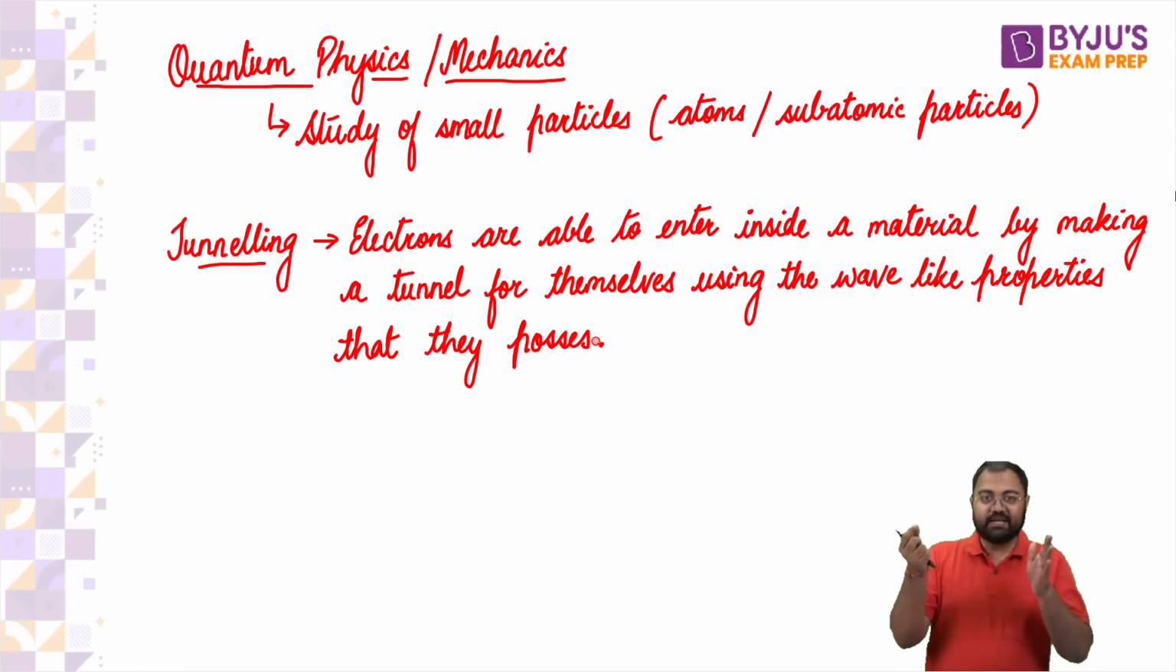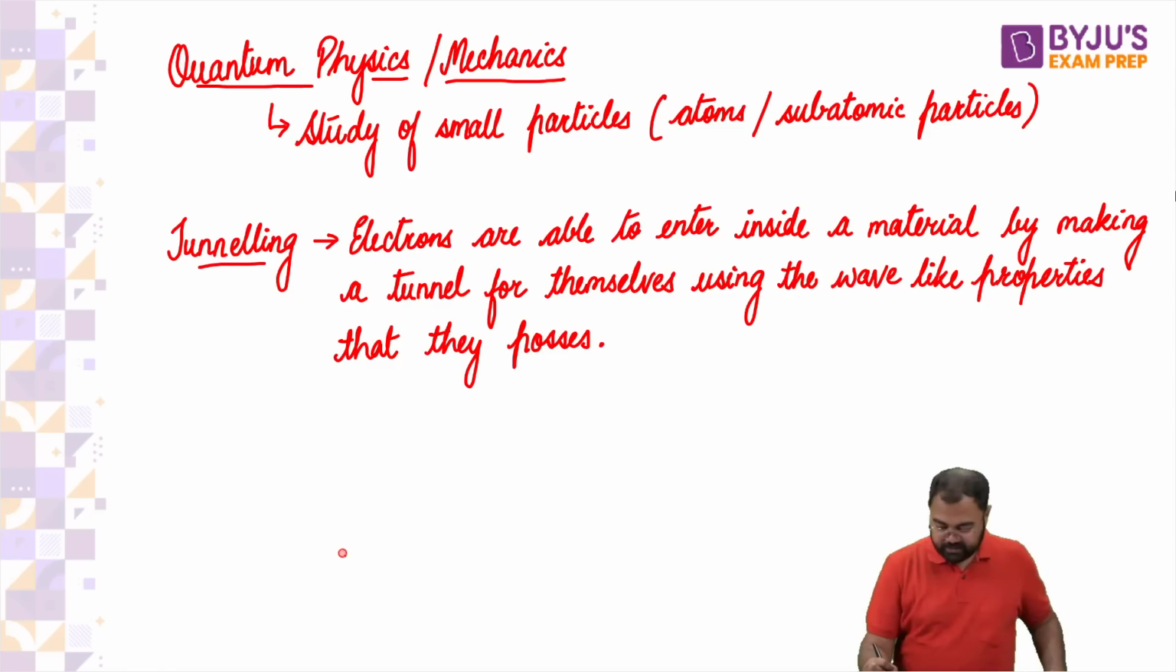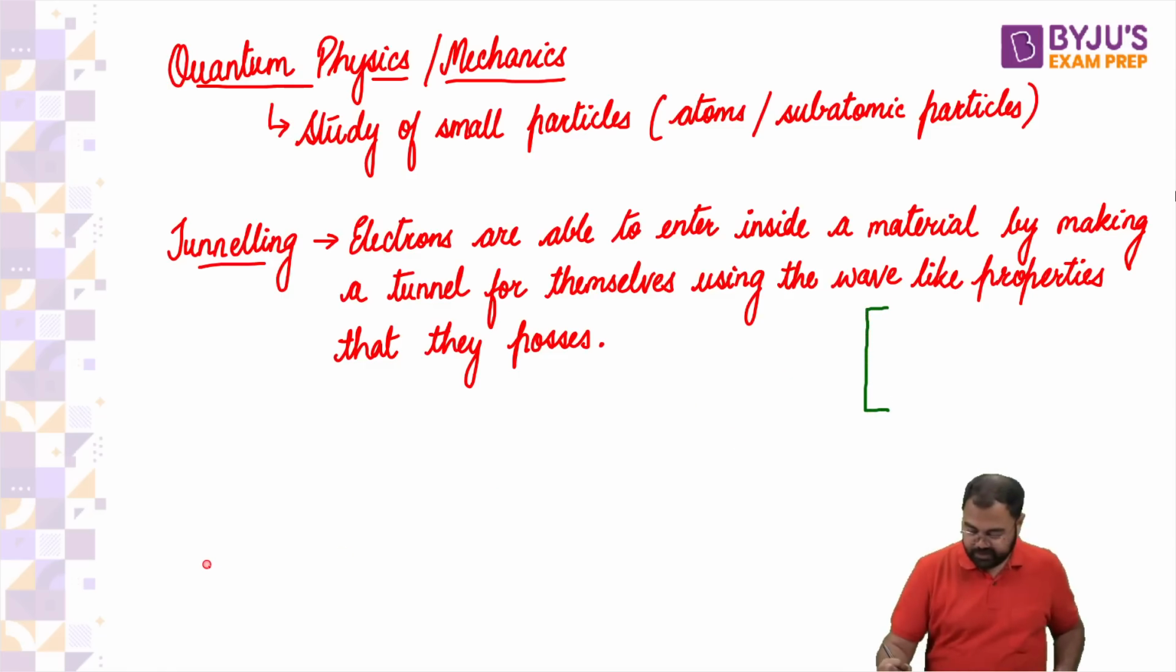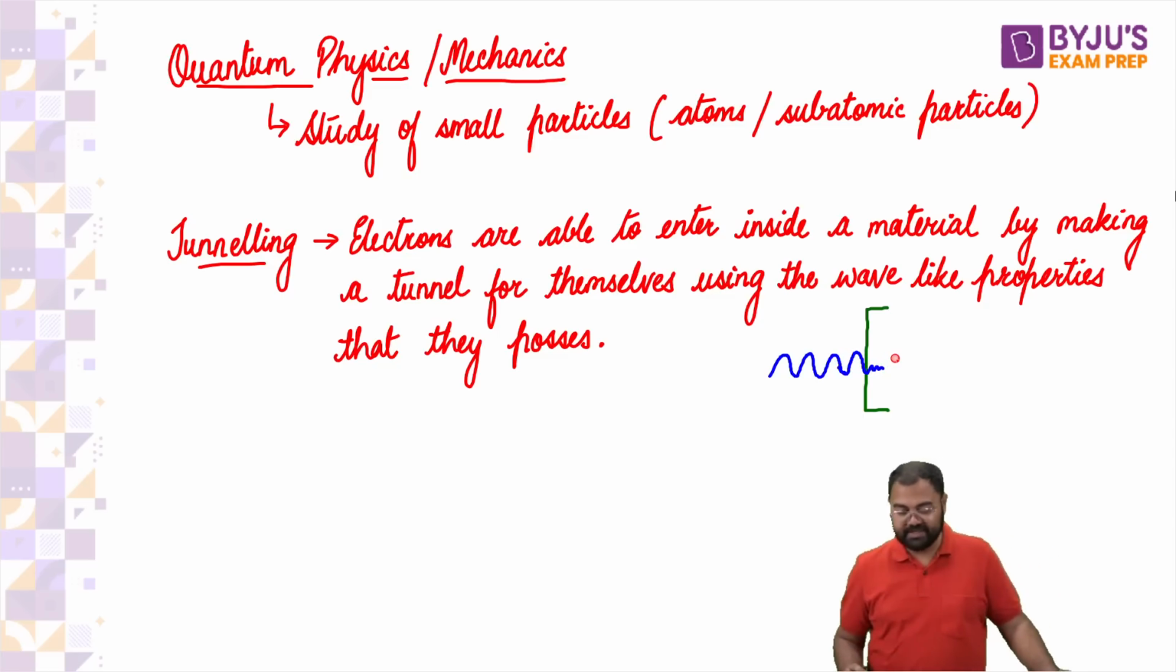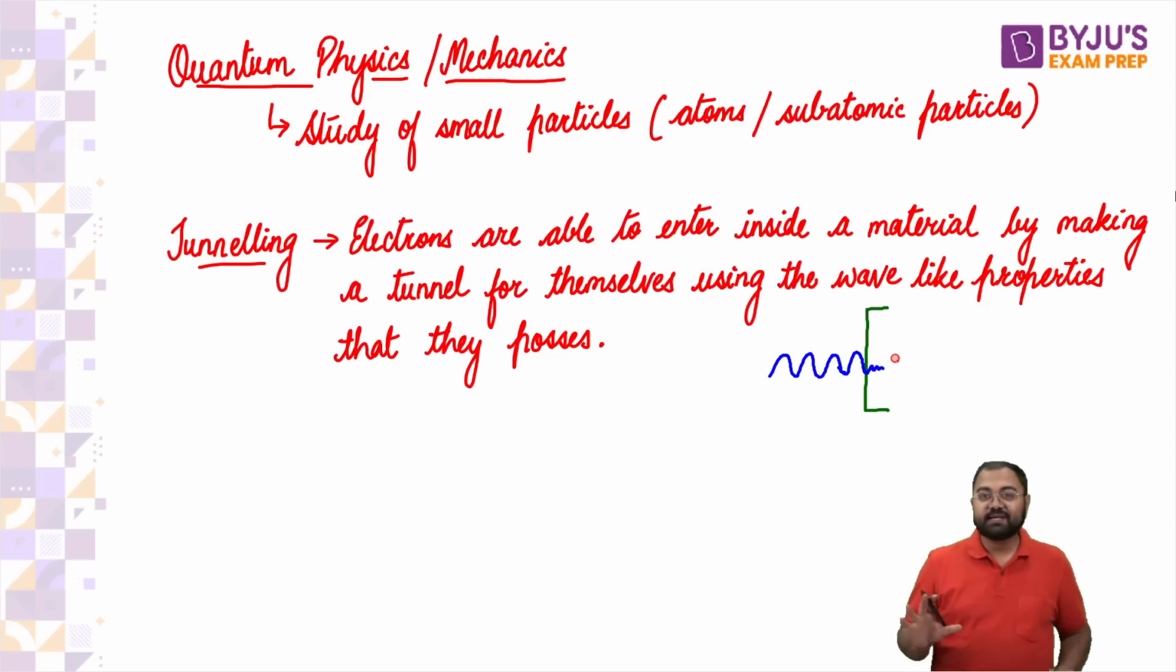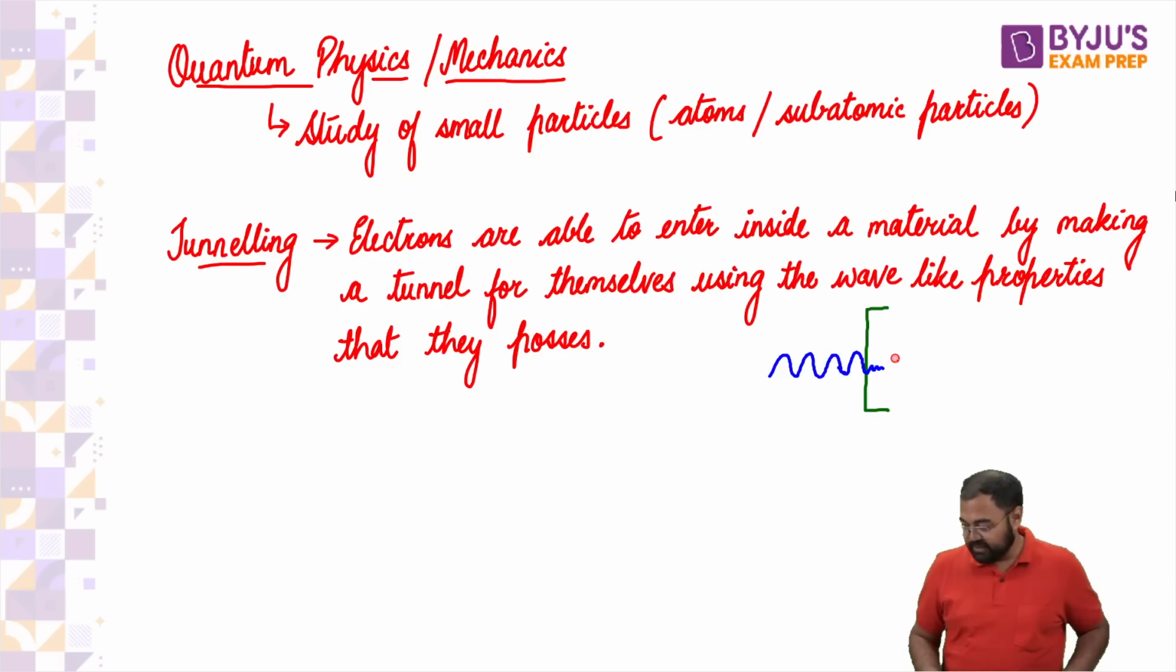If they were just like particles, they would have just gone and collided with the surface. But because they are like waves, what happens is something like this: let's say this is the surface, and the electrons are able to enter inside the surface like this. So this is called tunneling.